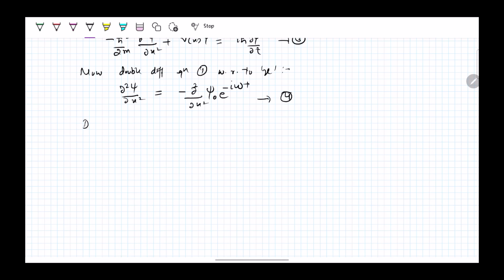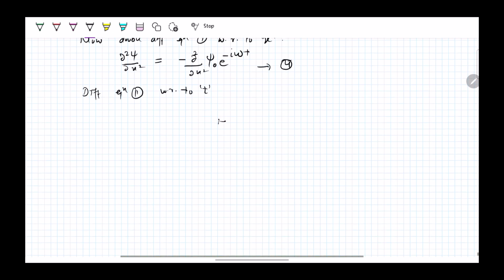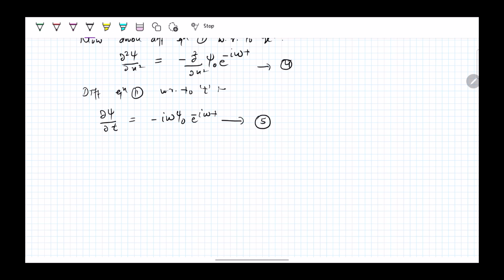Now differentiate equation number 2 with respect to time, and what we are getting is curly psi by curly t is equal to minus iota omega psi naught exponential minus iota omega t. This is equation number 5.